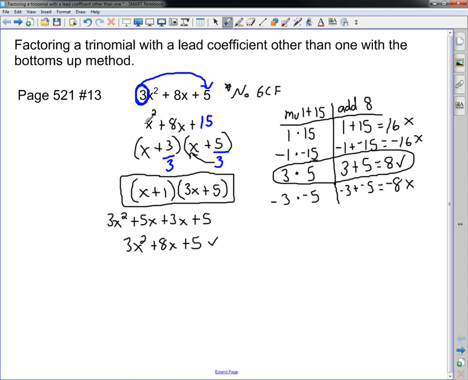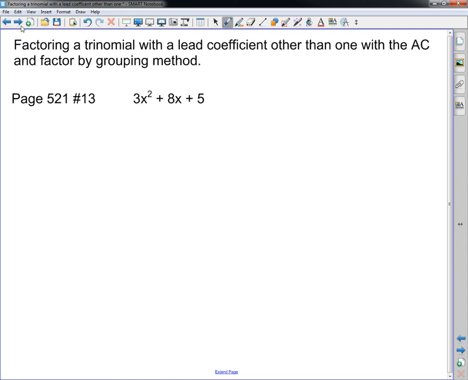Okay. Let's go ahead and look at the other option. This is the AC, which is factor by grouping. It's very similar to the one we just did. You're going to notice a lot of the same numbers popping up. Okay, so the first part is A times C. Remember, we have AX squared plus BX plus C. That's the A and C we're referring to. So A times C is 3 times 5, which is 15.